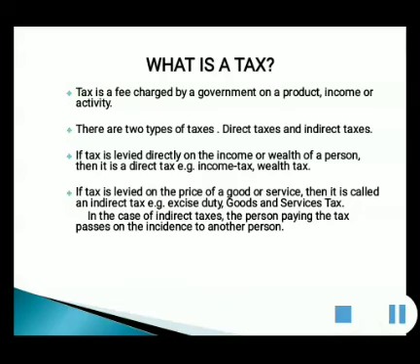So what is basically a tax? Tax is a fee charged by a government on a product, income or activity. So it's a government charge on a particular product, on our income, on some activities. There are two types of taxes, direct taxes and indirect taxes. If tax is levied directly on the income or wealth of a person, then it's a direct tax. If the tax is levied on the price of a good or services, then it is called an indirect tax.